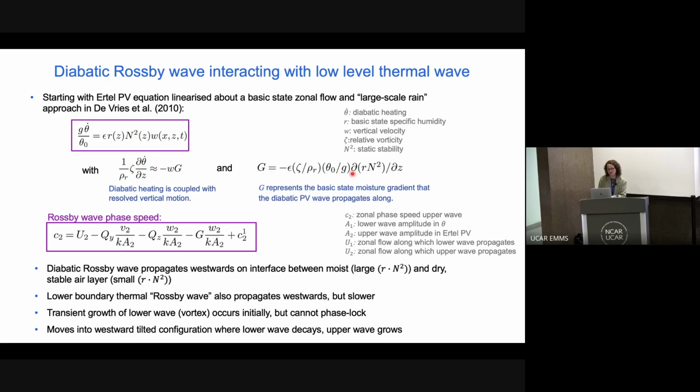And you can see here we have this term R times N squared over dz, and this is what we were looking at in one of the cross sections prior, that they're propagating on this change of the vertical moisture gradient. You can solve this equation and get a phase speed for the upper level wave, our diabatic Rossby wave. It looks like this. U is the zonal flow along which the upper level wave propagates. This is the meridional, and this is the vertical PV gradient.